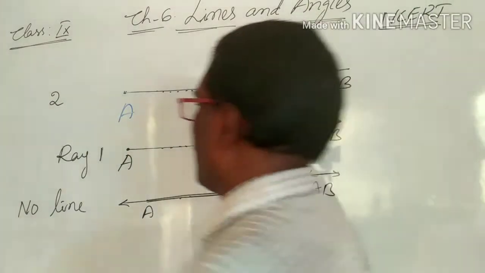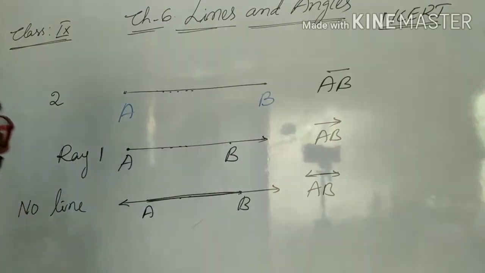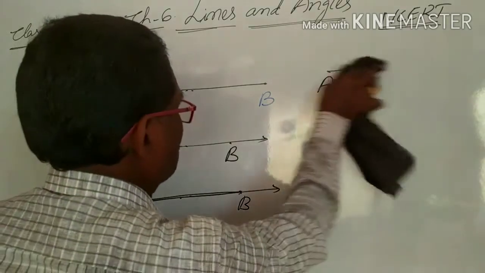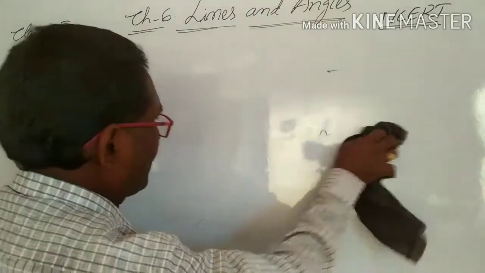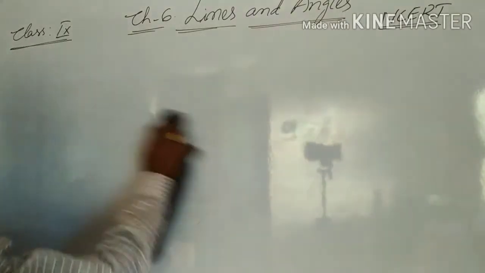Next, see here. These are the line segment, ray and line. Okay, these are the basic points everybody should know. Then only it is easy. See next.